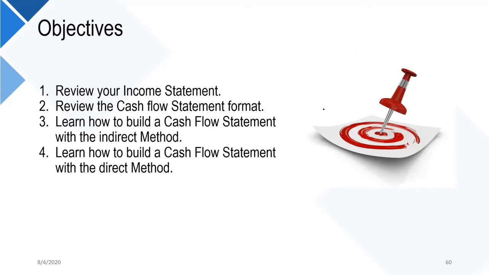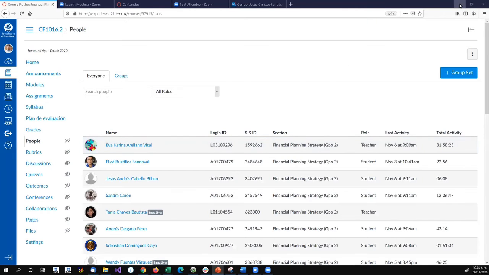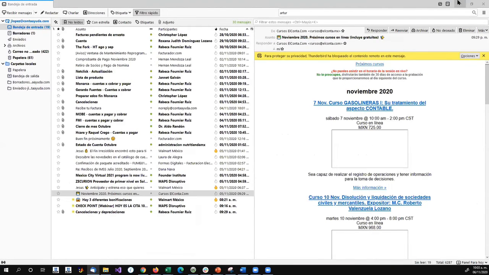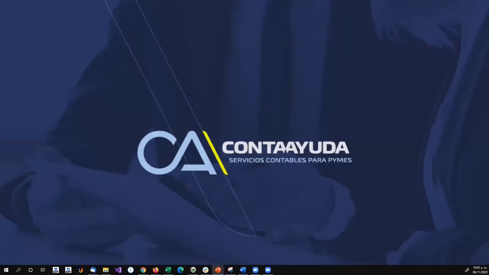So we reviewed what the financial statements are. We did that. We reviewed the cash flow in detail. You now know how to build a cash flow in the indirect method, and you also know how to build it in the direct method. So I say this class was a success. Okay, so let's now go to the second part of this week, which is budgeting.